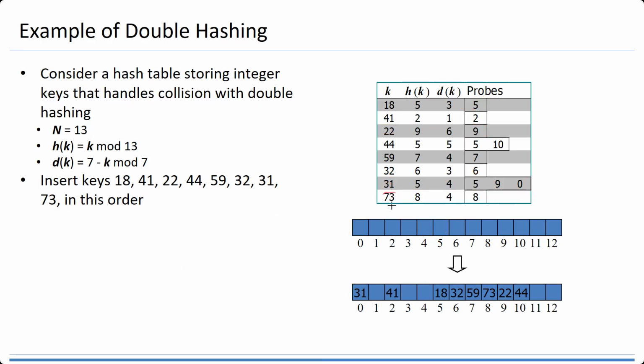And then the last one, 73. 73 mod 13, it is 8. And then 7 minus 73 mod 7. 73 mod 7 is 3, so 7 minus 3, then this is 4. Okay. So we have 8 and 4.